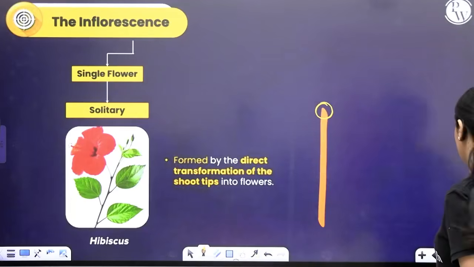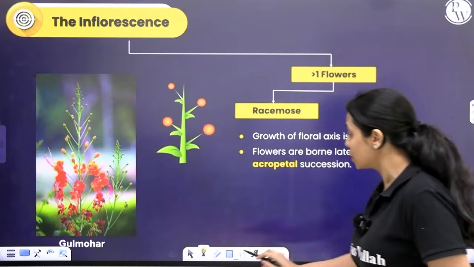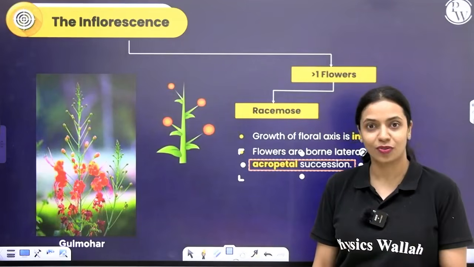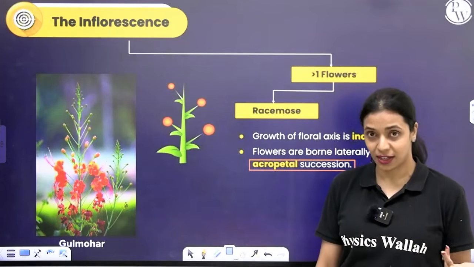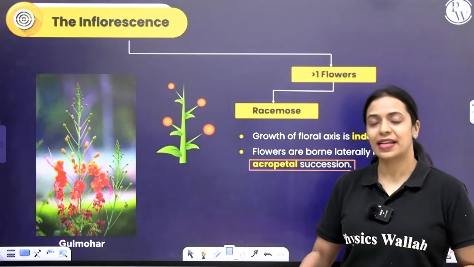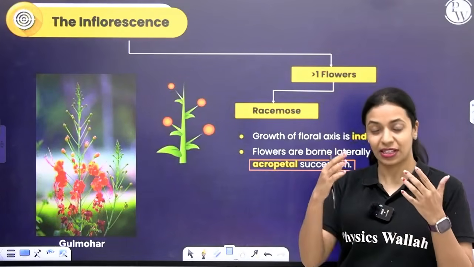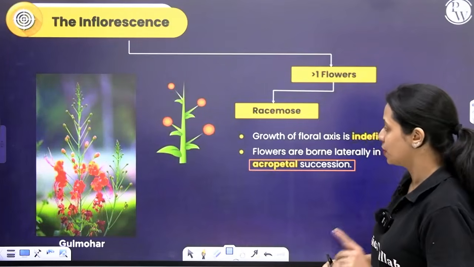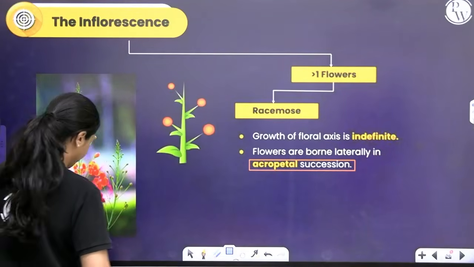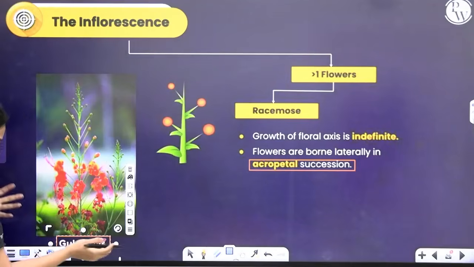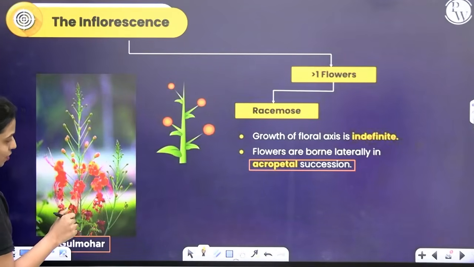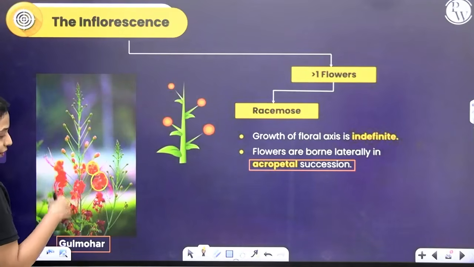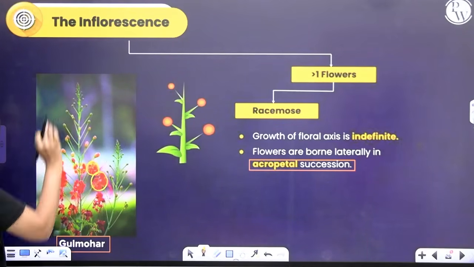In case of racemose inflorescence, you see that there will be acropetal succession. What is acropetal succession? We've already learnt about it in leaves. I said leaves are arranged in acropetal manner, which means that the leaves towards the base are older and the leaves towards the tip are much younger. So here you can see that in Gulmohar, I'm sure everybody has seen this. If you look at this inflorescence, you can see how very clearly the older flowers, the larger flowers are at the base, and towards the tip you have more and more young flowers.